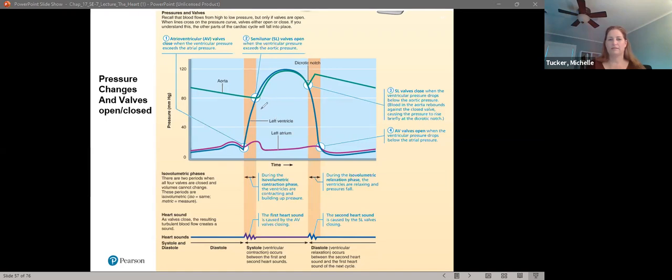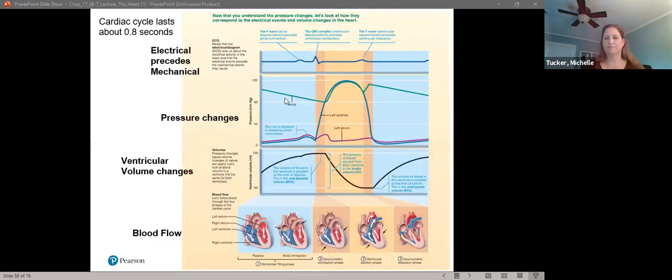end diastolic volume and end systolic volume. The ventricular pressure is increasing, and then it's going to decrease as blood leaves. And we have the pressure change and then the volume change.